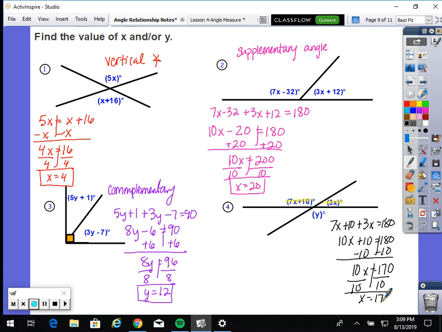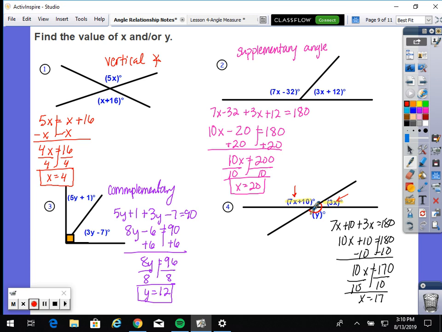I have x equals 17. So there's a couple things I could do. I could take the x equals 17 and I could plug it in here, and I could do 7 times 17 plus 10 and set that equal to y to get my answer. I could also take and plug in x right there, 17 times 3, which would make part of this linear pair or supplementary angle set right there. So either way, you're going to get the same answer.